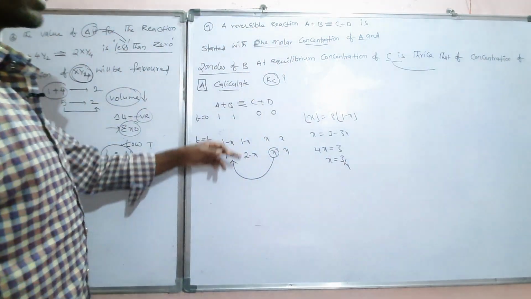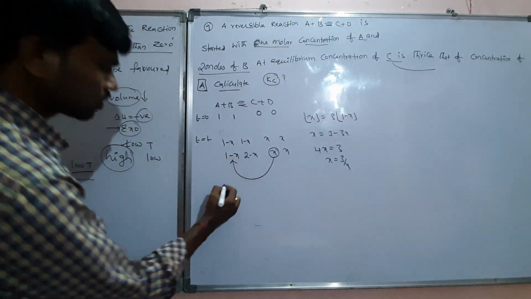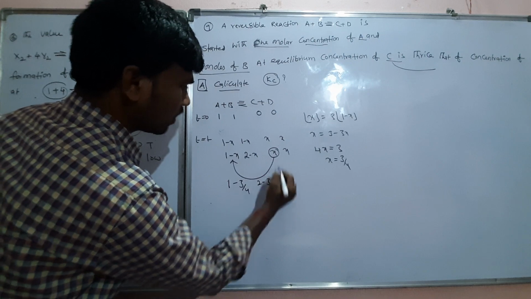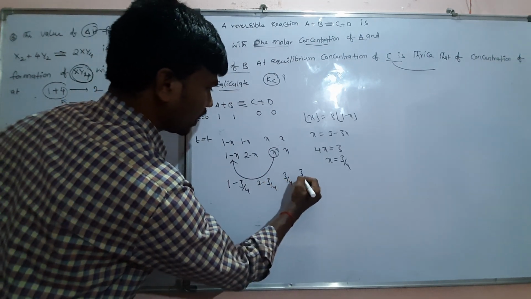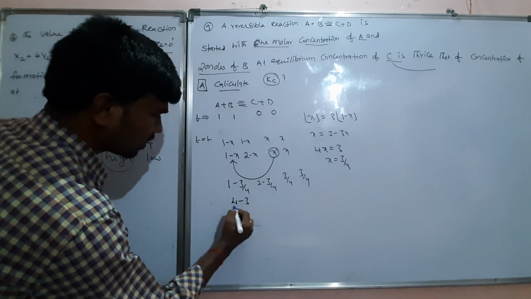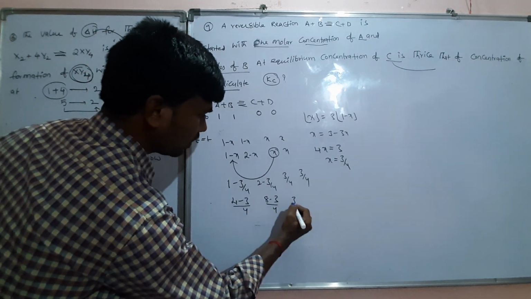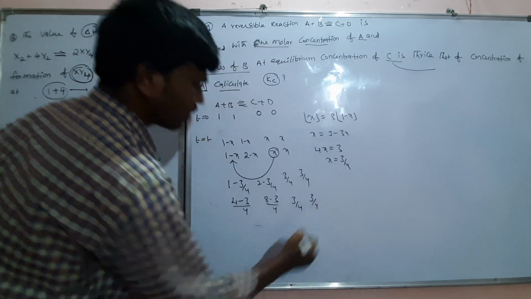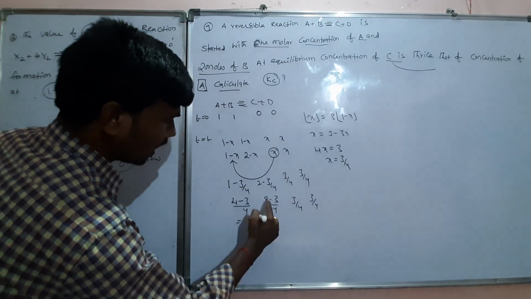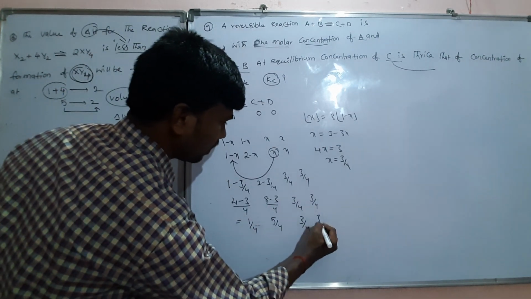Then what are they expecting? Calculate the Kc value. Just substitute this x value here. So 1 minus 3 by 4 and 2 minus 3 by 4, and 3 by 4 and 3 by 4. So 1 minus 3 by 4 means 4 minus 3 by 4, and 2 minus 3 by 4 means 8 minus 3 by 4. 4 minus 3 by 4 is 1 by 4. 8 minus 3 by 4 is 5 by 4. Then 3 by 4 and 3 by 4.